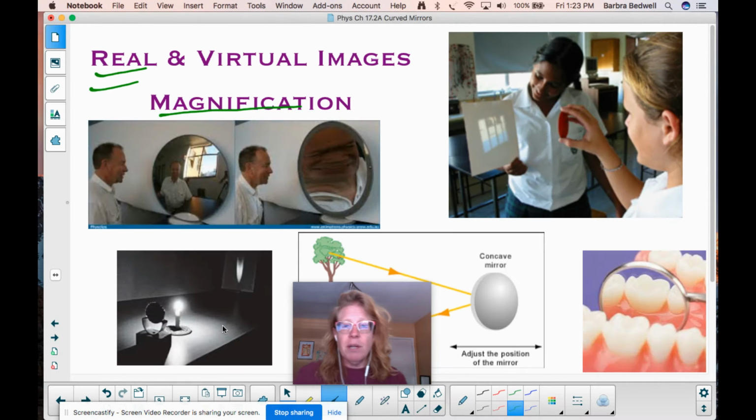So there you go, some introduction to curved mirrors, some different key vocabulary, and thinking about starting to draw some of these ray diagrams. And I will see you with the next one, where we're going to go into much more detail about drawing ray diagrams. Get your rulers.